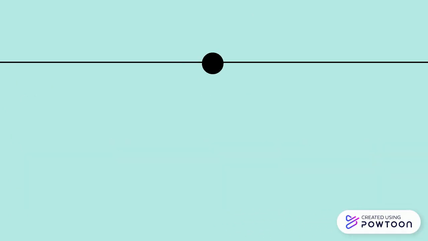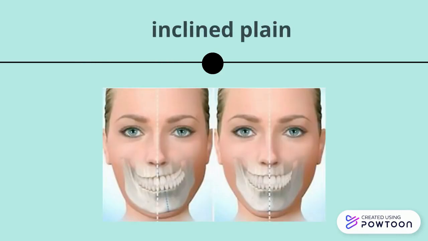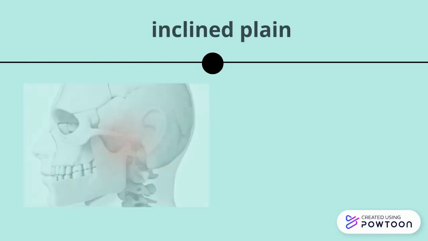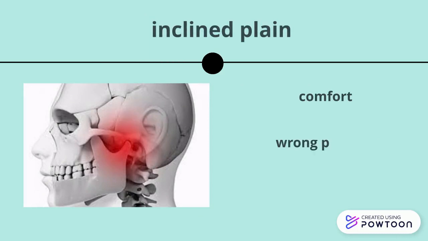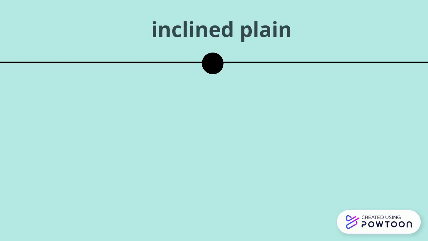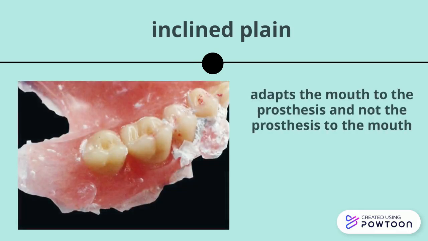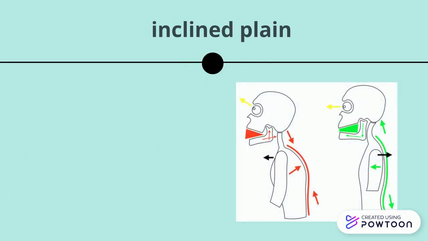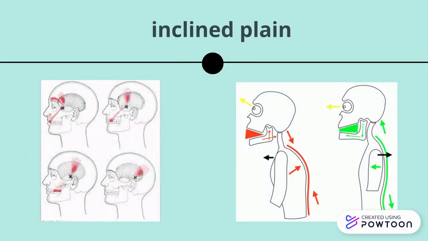Inclined plane. The inclined plane deflects the chewing forces and causes instability. Therefore, the patient will look for the most comfortable position, which is not the correct one, but is where they do not suffer pain, and then unconsciously adapt the mouth to the prothesis and other processes to the mouth. This causes an erroneous centric relationship and ends up creating TMJ dysfunctions and pathologies.